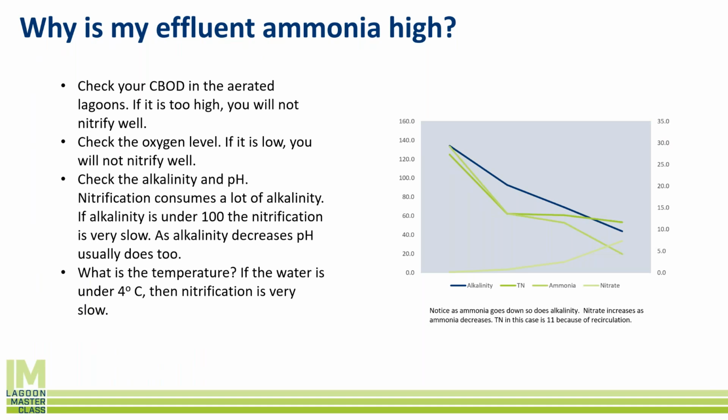Another thing is you need to take a look at your water temperature. If the water's under 4 degrees Celsius, the nitrification is going to be really slow. There's not a lot we can do about that. Depending on where we're at in the United States, we can hybridize lagoons, we can implement some other strategies, but when you're at 4 degrees Celsius, nitrification is just going to be very, very slow. So we have to be creative on how to do that.